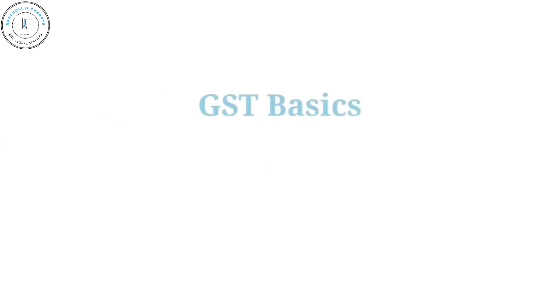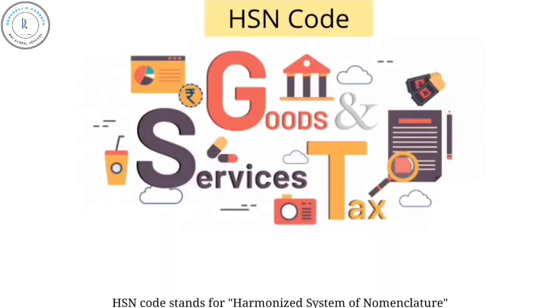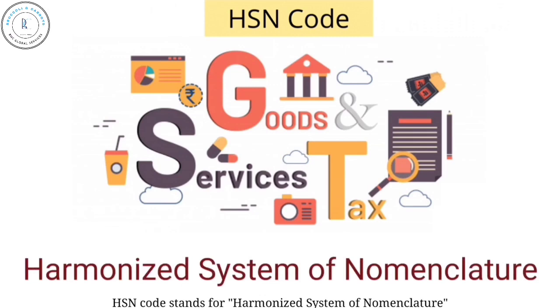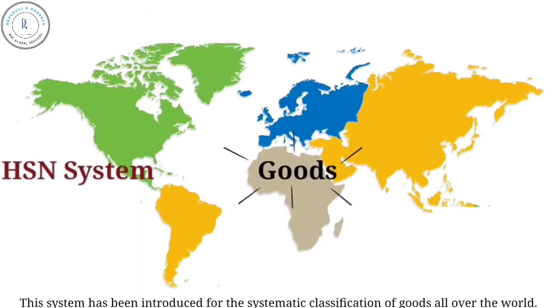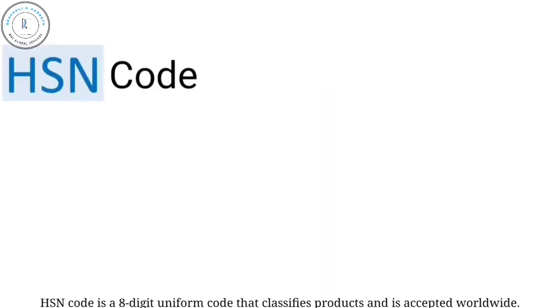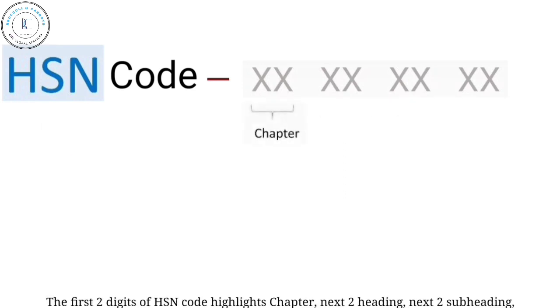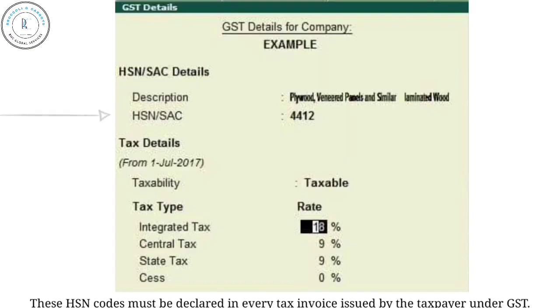Today we shall be discussing the concept of HSN system under GST. HSN Code stands for Harmonized System of Nomenclature. This system has been introduced for the systematic classification of goods all over the world. HSN Code is an 8-digit uniform code that classifies products and is accepted worldwide. The first 2 digits of HSN Code highlight the chapter, the next 2 the heading, the next 2 the subheading, and the last 2 the tariff item. These HSN codes must be declared in every tax invoice issued by the taxpayer under GST.